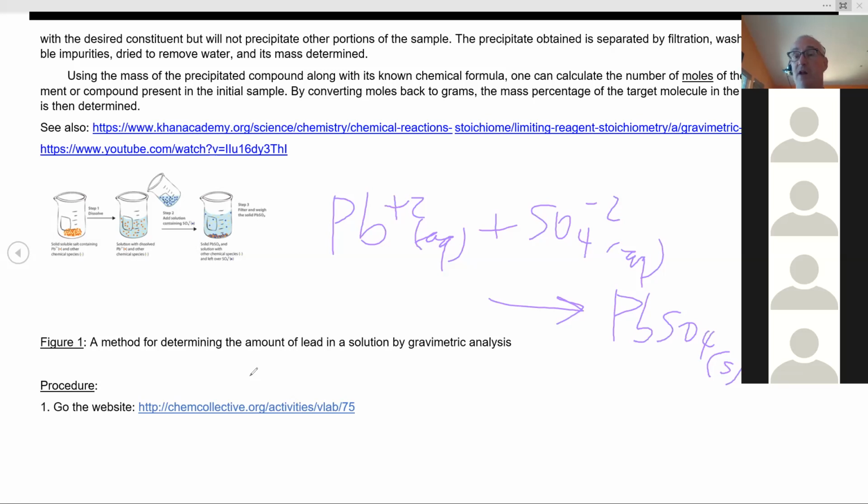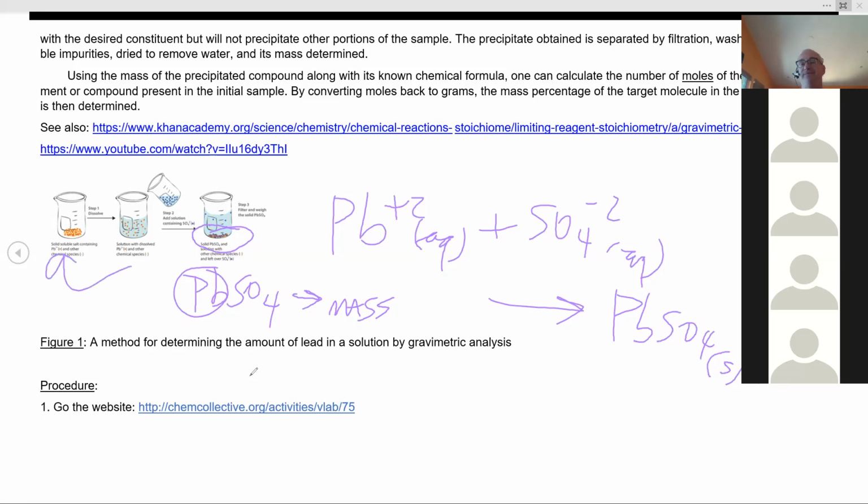Solid? Yeah, it means it's a solid. It means it's no longer in solution. It's a precipitate. And chemists will put an arrow next to it to indicate that that's a precipitate because it falls to the bottom. And so here at the bottom of this sample, now we have solid lead sulfate. And so we measure the mass and determine of that lead sulfate how much of it is lead. And then based on how much of it is lead, we determine how much lead was present originally.